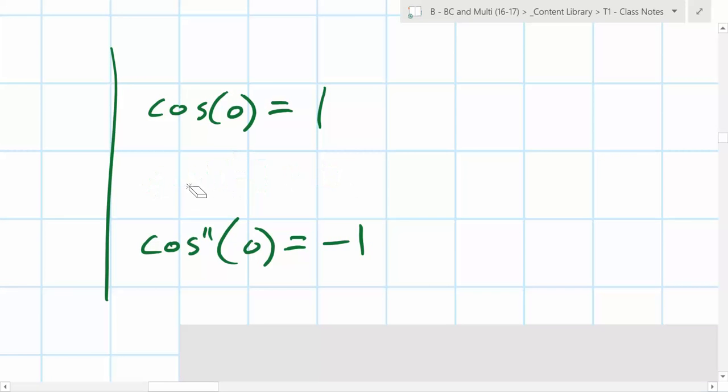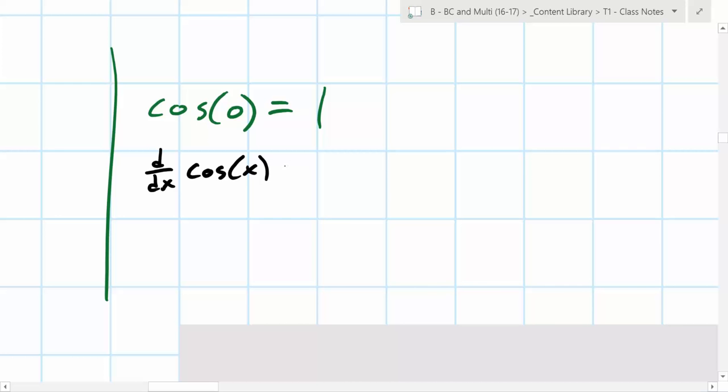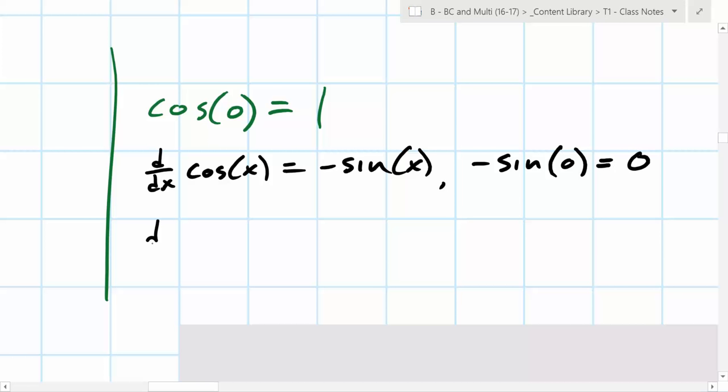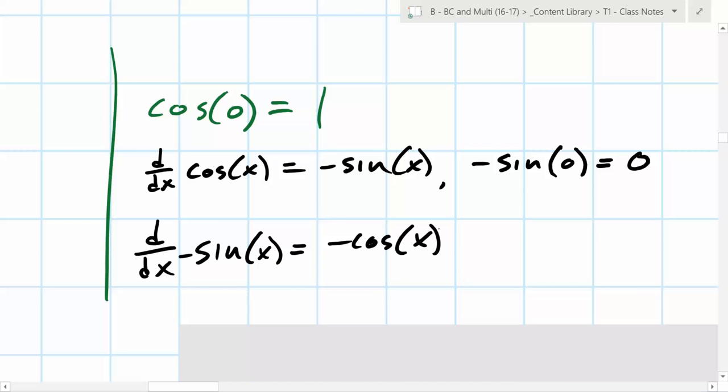Before I do these right here, what's the derivative of cosine? What's d dx of cosine of x? Negative sine of x. So what's negative sine of 0? 0. And what's d dx of negative sine of x? Negative cosine of x. So what is negative cosine of 0? Negative 1. Are you okay with that? We're good? We believe in some trig right now?